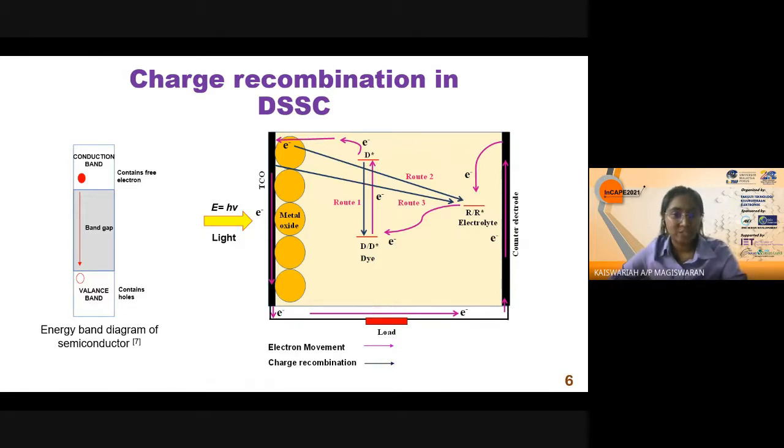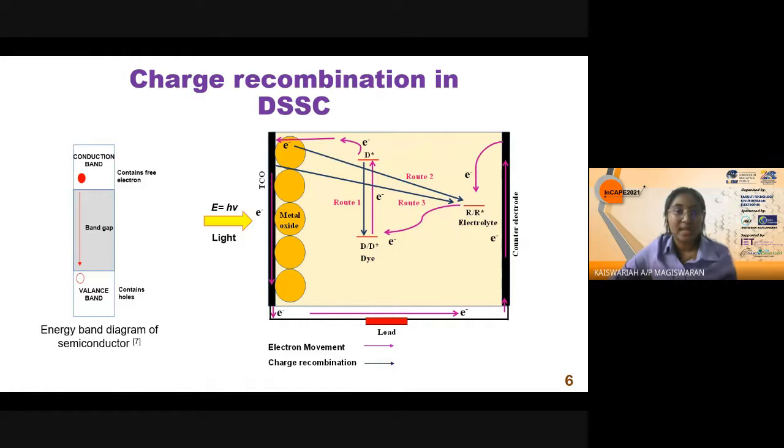Charge recombination process is considered unnecessary in DSSC because it reduces the photocurrent and photovoltage that lead to lower power conversion efficiencies. When an electron from the dye travels through the semiconductor oxide material, it is most likely to recombine with the hole present in either the ground state of the dye or the electrolyte.